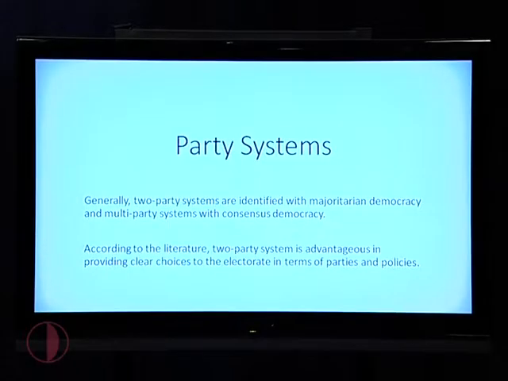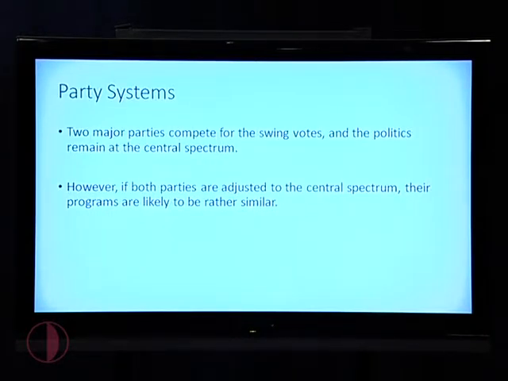Generally, two-party systems are identified with majoritarian democracy and multi-party systems are identified with consensus democracy. According to the literature, two-party systems are advantageous in providing clear choices to the electorate in terms of parties and policies. Two major parties compete for swing votes and the politics remain at the central spectrum. However, if both parties are adjusted to the central spectrum, their programs are likely to be rather similar.